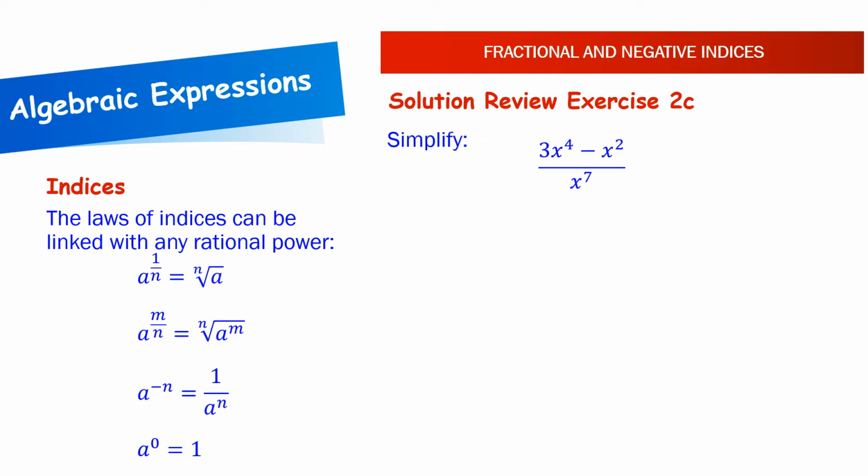And now for review exercise 2c. Simplify the expression shown on your screen. We begin by splitting the expression as shown. And now subtract the indices as shown, here and here. We can do this as we're using the same base. And tidying up.